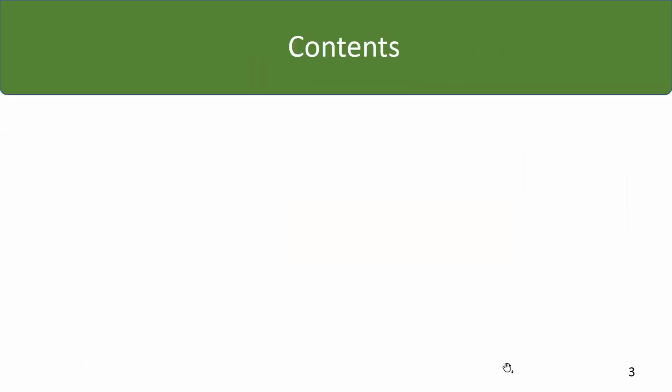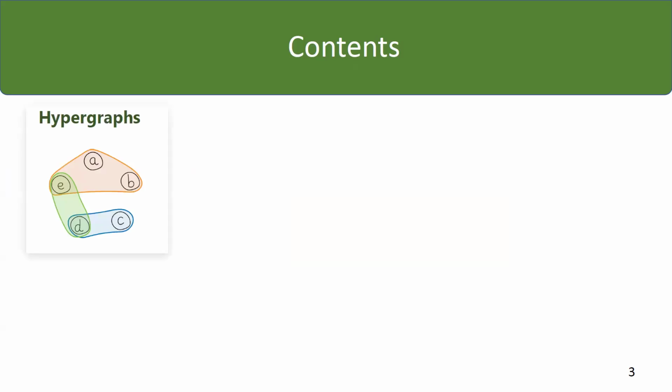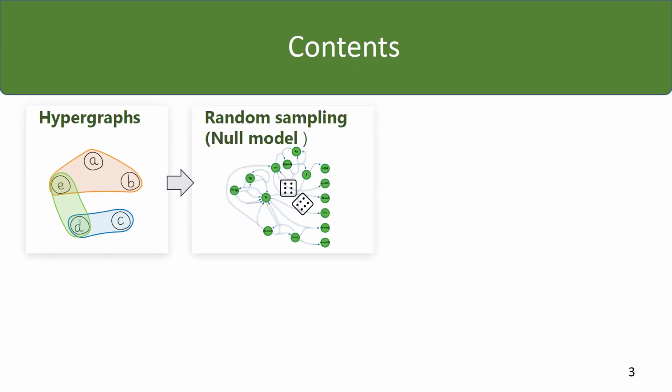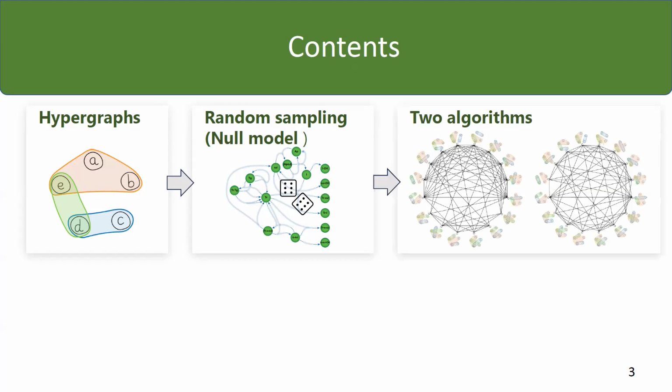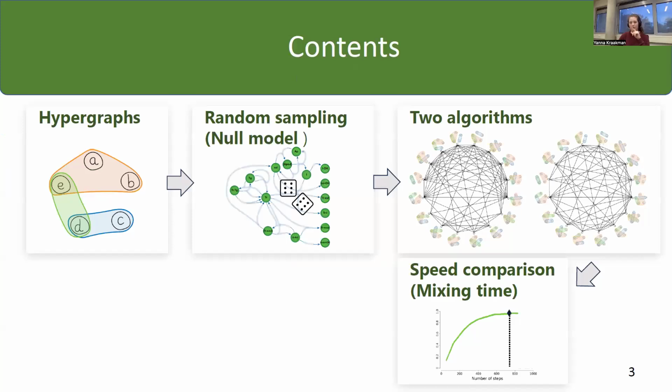All right, so let's go into the contents of my talk. I will start by introducing hypergraphs. Then I'll talk about why we want to sample them randomly. I'll introduce two algorithms to do so, and then we will compare the speed of these two algorithms.